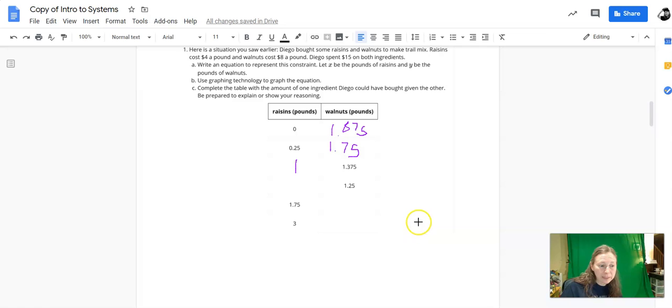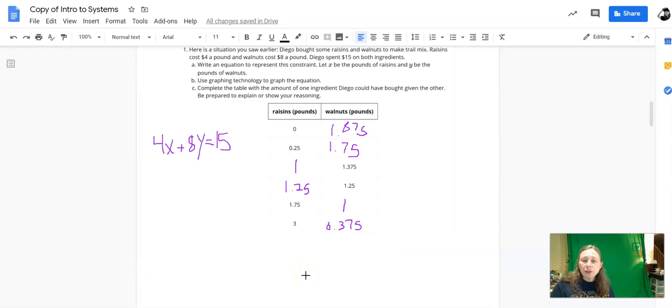And then when you're done filling it out, pause, and we're going to graph those values on a coordinate plane using Desmos. Okay, we're back. So you should have finished filling out the table in this way. And then the next prompt is to write an equation that represents this constraint. So as I noticed from our problem solving, what we would do is we'd take the number of pounds of raisins and multiply by 4, and take the number of pounds of walnuts and multiply times 8, and then you add those two together, and that gets to be $15.